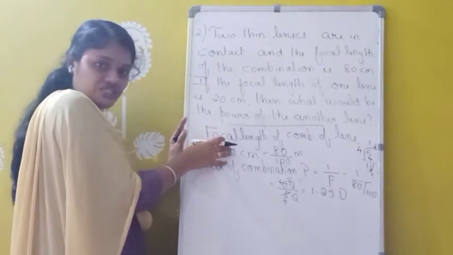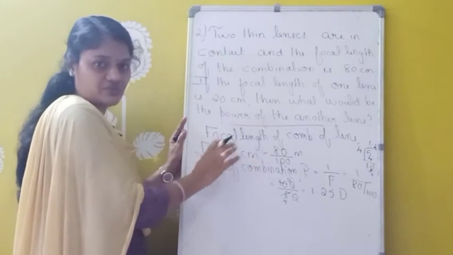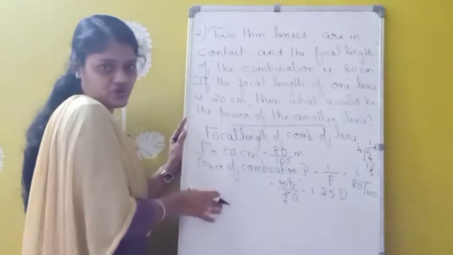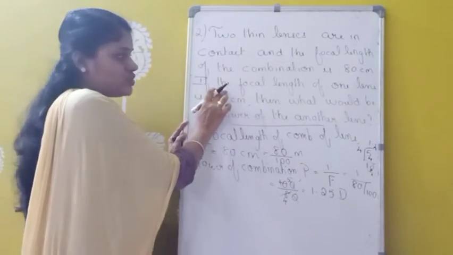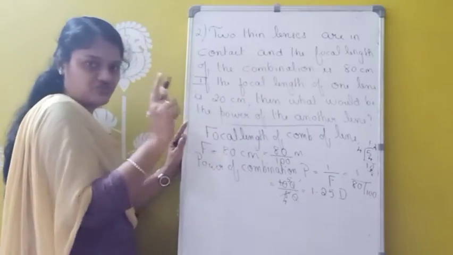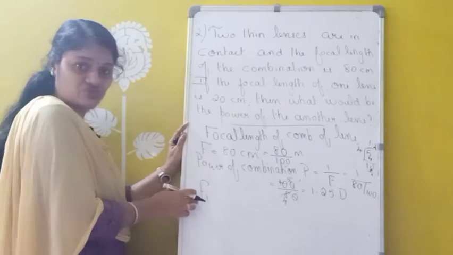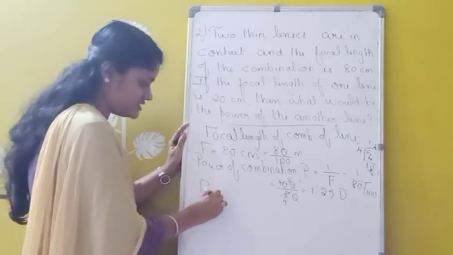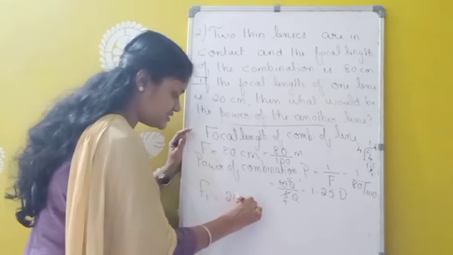This 1.25 diopter is the power of the combination. Since combination focal length is given here, we are finding power of combination. How will you find power of combination? Reciprocal of focal length. So P equals 1 by F. Okay. Now what else is given? Focal length of one lens. Suppose I am taking the first lens focal length, so I am writing as F1. F1 is the focal length of the first lens. It is given as how much here? 20 centimeters. So F1 equals 20 centimeter.